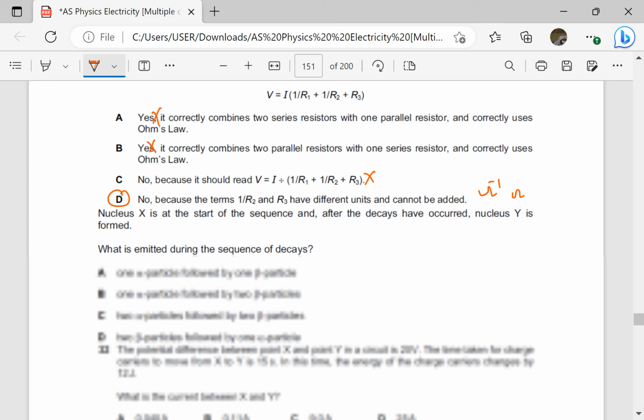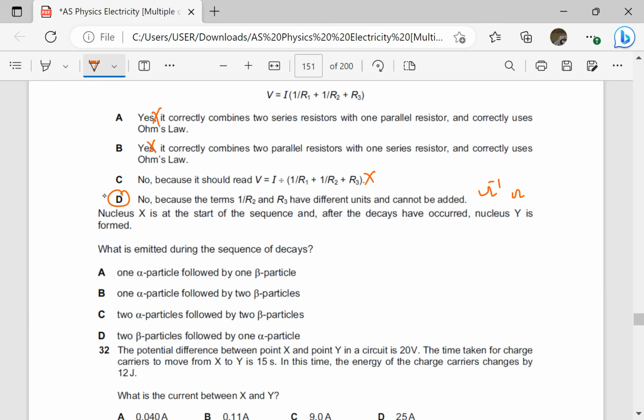Nucleus X is at the start of the sequence, and after the decays have occurred, nucleus Y is formed. This is particle physics, and something was left out of this equation. The equation was left out, so I will not answer this equation here, but nevertheless, we must have answered it in particle physics or atomic physics.